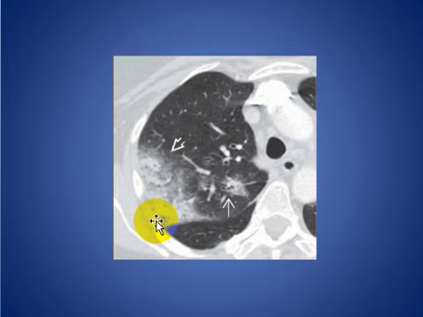Here another patient with axial high-resolution CT scan with peripheral consolidation in the right upper lobe posterior segment with peribronchial consolidation with cryptogenic organizing pneumonia.